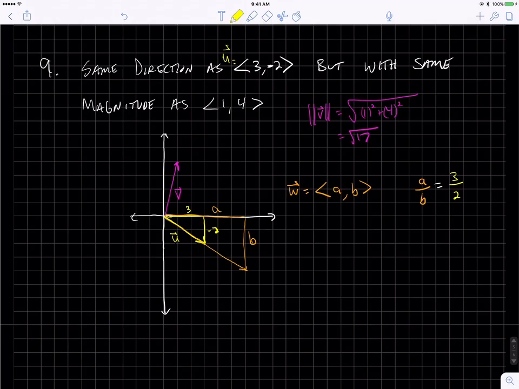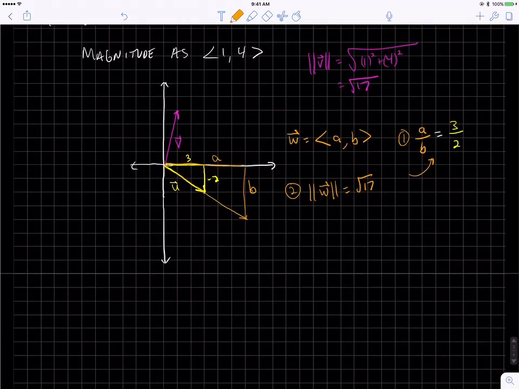Okay, so I know that the magnitude of W has to be root 17, and I know this ratio needs to be true. So with these two pieces of information, I can do a system of equations. That first equation: the magnitude of W is the square root of A squared plus B squared. That needs to be equal to root 17. If I square both sides, I arrive at that equation.